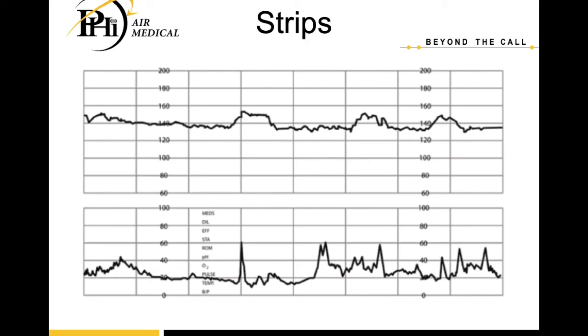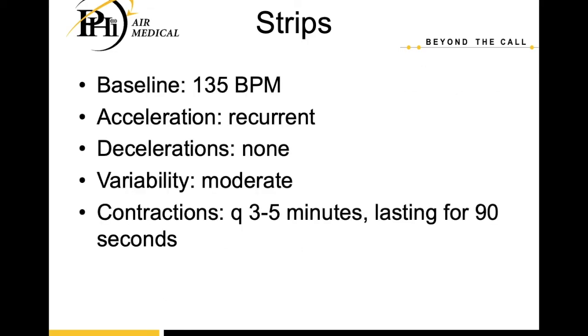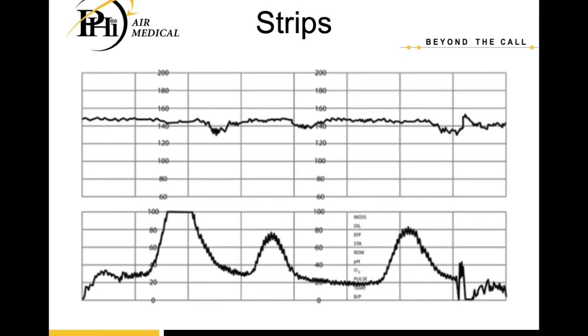Strip number 2. All right, again, if you have not had enough time to read the strip, then go ahead and pause the video because we're going to transition to the answer. So we had a baseline of 135. We had recurrent accelerations. We had no decelerations, and we had moderate variability. The uterine assessment is that they were having contractions every 3 to 5 minutes that were lasting approximately 90 seconds. All right, and now we have strip number 3.